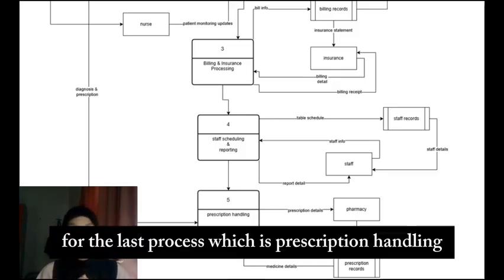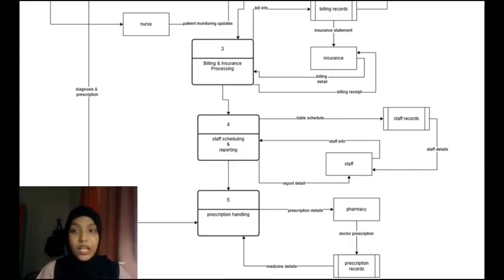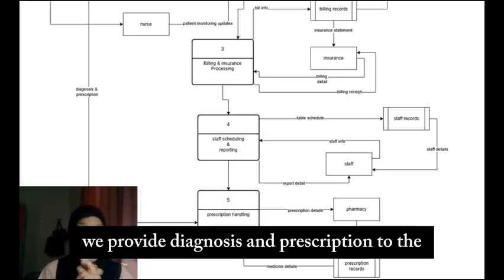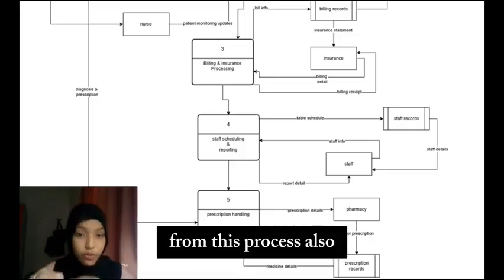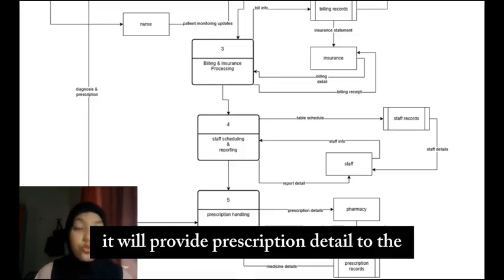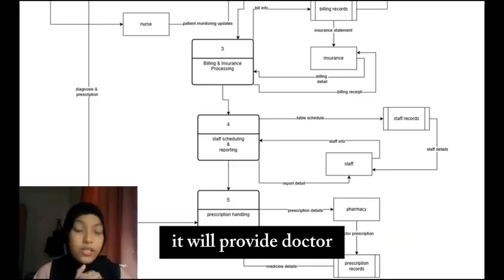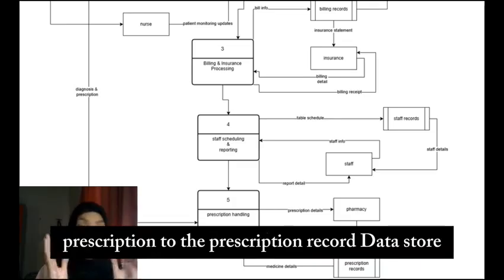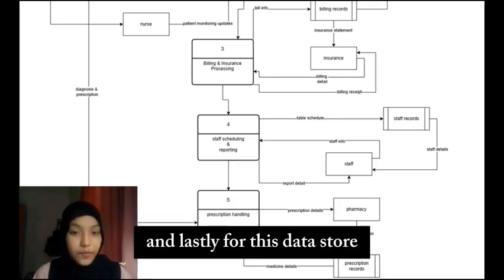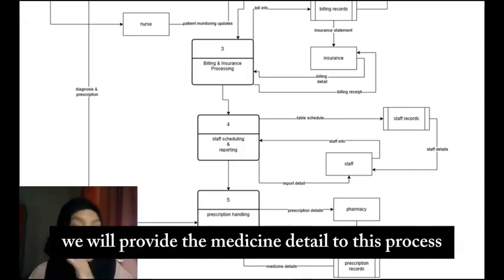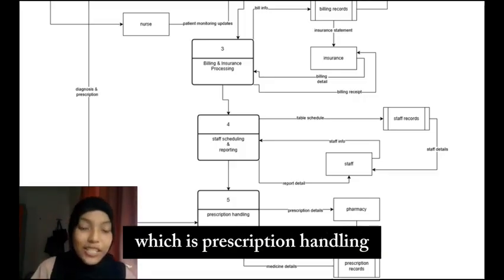And then lastly, for the last process, which is prescription handling, from the doctor entity, we provide diagnosis and prescription to this process. From this process also, it will provide prescription detail to the pharmacy entity. And from the pharmacy entity, it will provide doctor prescription to the prescription record data store. And lastly, this data store, the prescription record, will provide the medicine detail to the prescription handling process.